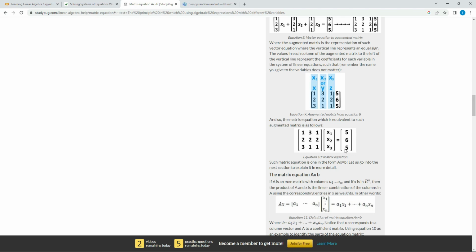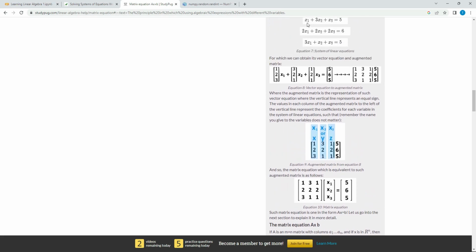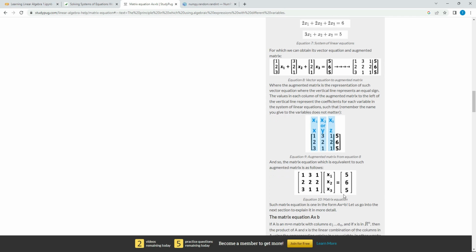So remember, matrix multiplication with a vector is always just row times the column. It's the first row times this column, and you'll see 1 times x1 plus 3 times x2 plus 1 times x3, and that's going to give you the first value, equals 5. And that is actually just the first equation: 1 times x1 plus 3 times x2 plus 1 times x3 equals 5. So this information over here is encoded by this matrix equation.